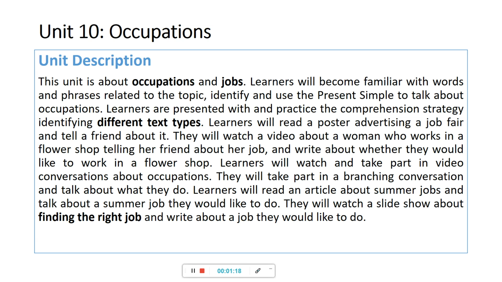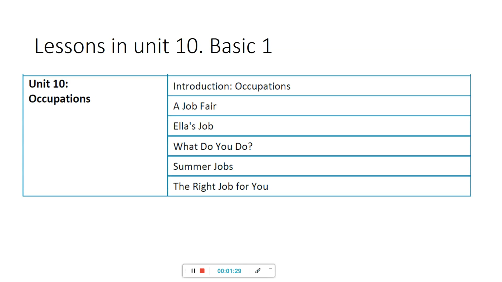Entonces son varios elementos dentro de lo que es la unidad 10 que están relacionados con writing, especialmente enfocado al área de profesiones y ocupaciones y la búsqueda de un empleo. Estas son algunas de las lecciones que va a encontrar dentro de la unidad 10. Introduction Occupations, a job fair, Ella's job, what do you do, summer jobs, and the right job for you.